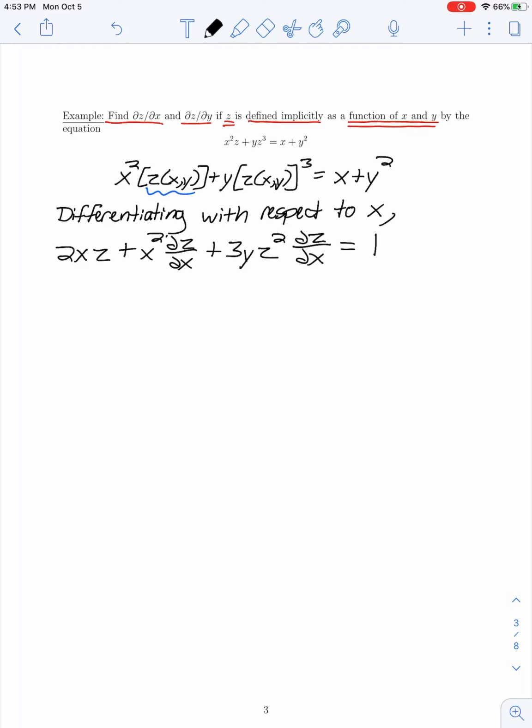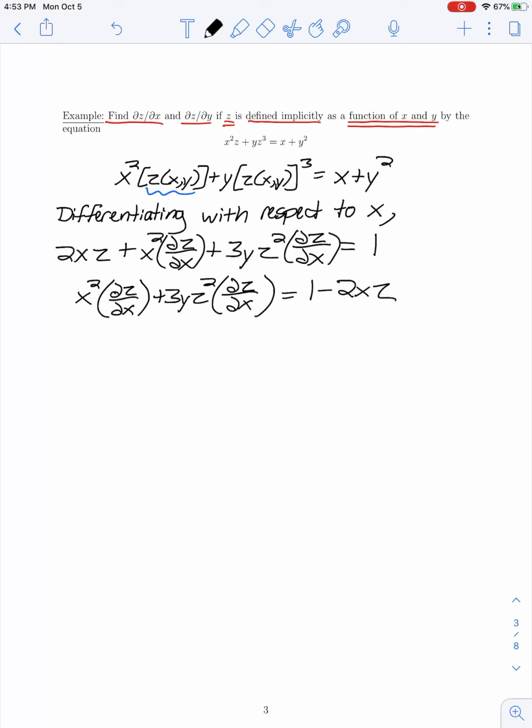So in order to solve for this partial derivative of z with respect to x, I want to group all of the terms involving that partial derivative on one side of my equation. Let's say this left-hand side. And I would have x squared times the partial of z with respect to x plus 3yz squared times the partial of z with respect to x is equal to 1 minus 2xz. So that 2xz term I'll move to the right-hand side since it did not involve the partial derivative that I'm after.